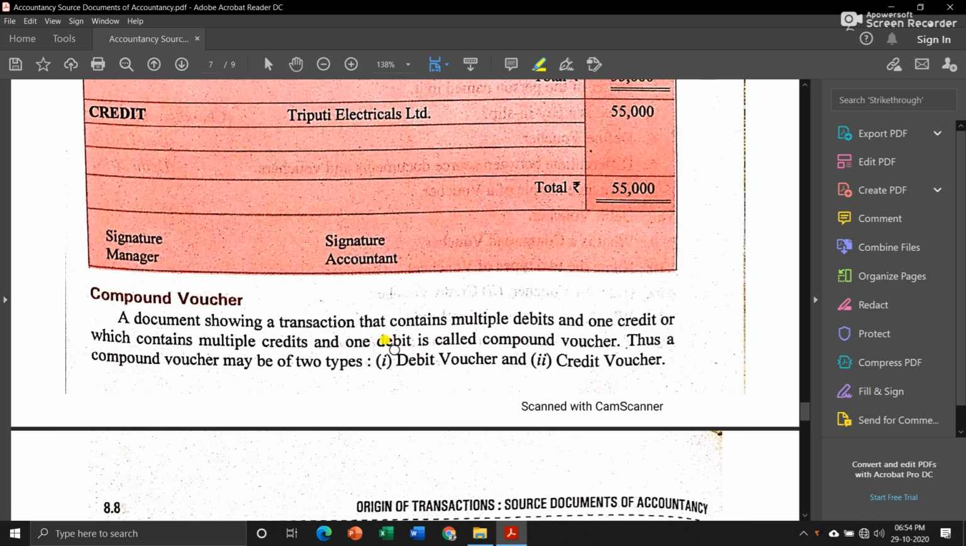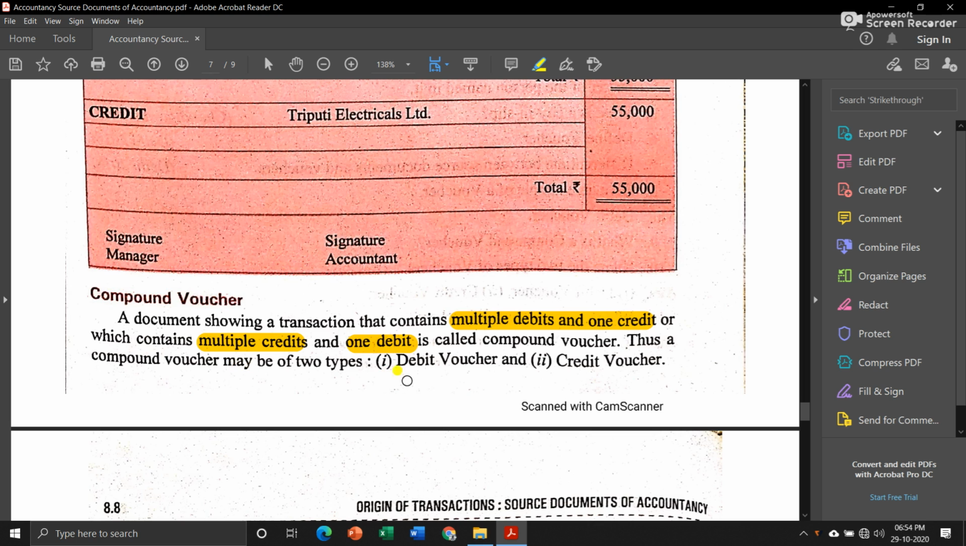Now let us see what is meant by a compound voucher. A document showing a transaction that contains multiple debits and one credit. It means in this type of transaction only one account will be credited and two or more accounts will be debited. This we will see in detail while passing journal entries, but for now try to remember that compound vouchers are those vouchers prepared for transactions in which there are multiple debits and one credit, or which contain multiple credits and one debit.